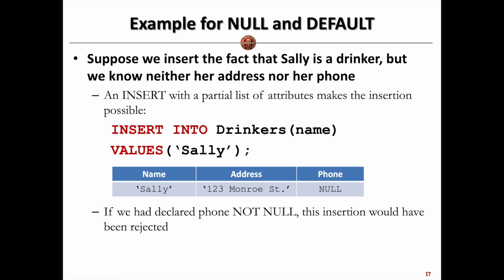Then how can we insert this data tuple with both name as well as phone number?